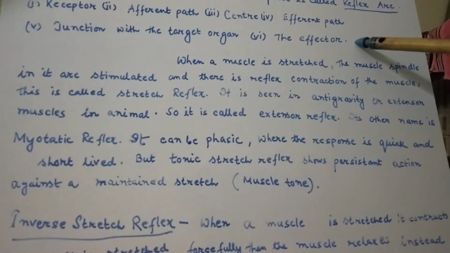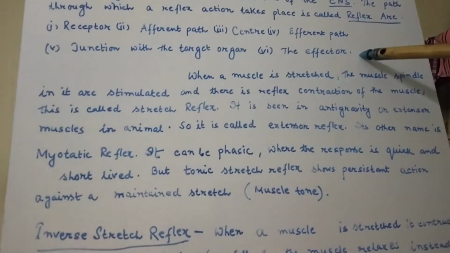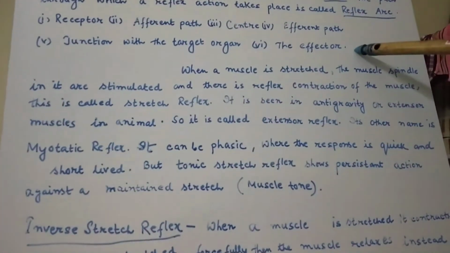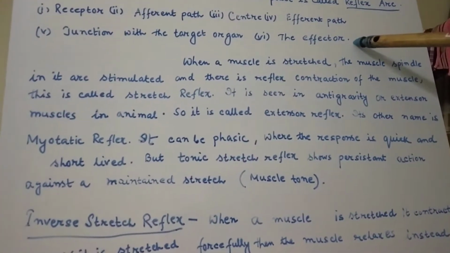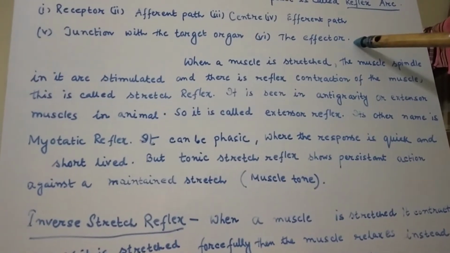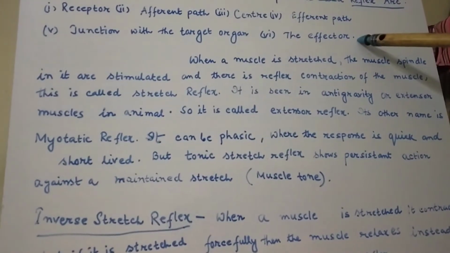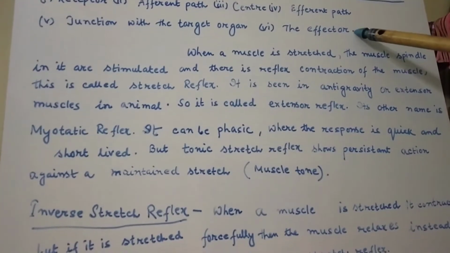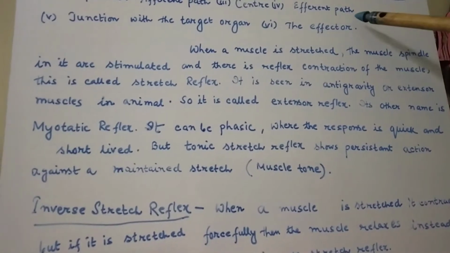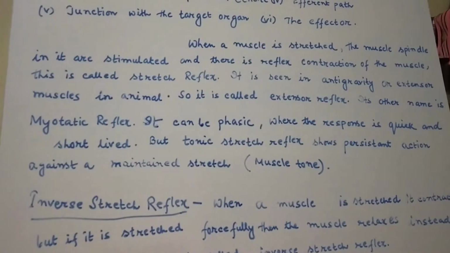And the last one is the effector organ. Effector organ means the efferent impulse basically shows the effect of the reflex action, and the effectors are either the muscles or the glands. This is about the general concept of the reflex.